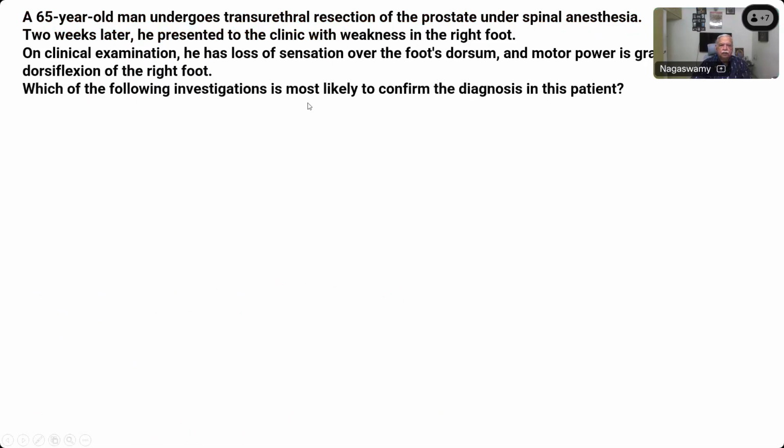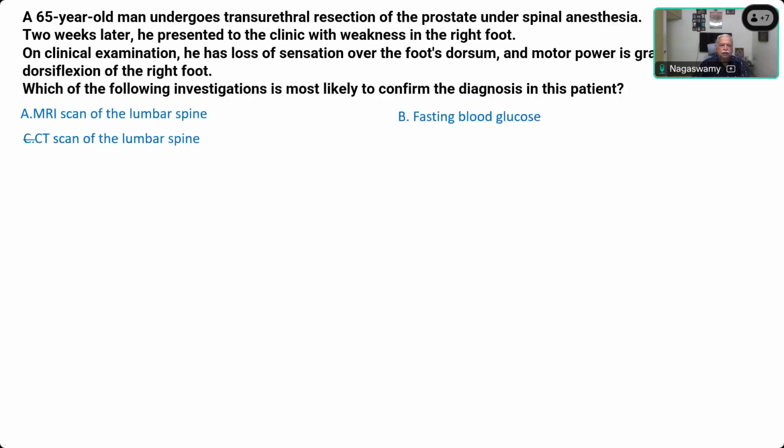Which of the following investigations is most likely to confirm the diagnosis in this patient? The options are MRI scan of the lumbar spine, fasting blood glucose, CT scan of the lumbar spine, electromyography. Electromyography, sir. Very good, excellent. Electromyography is the one. Why is the answer D considered the right answer?